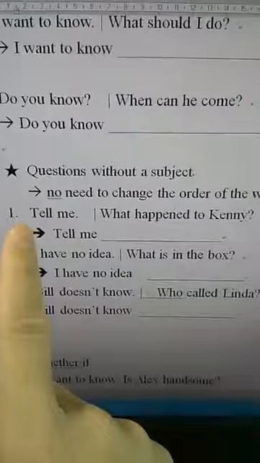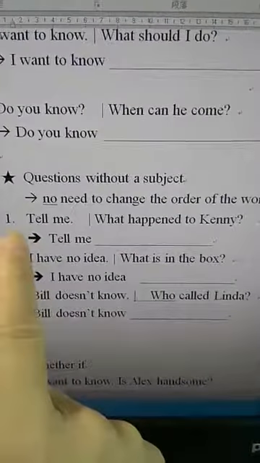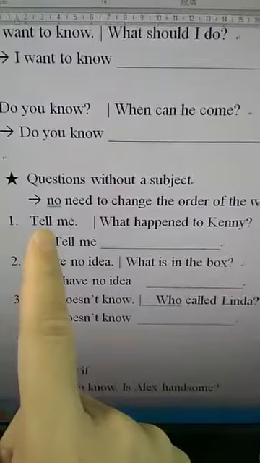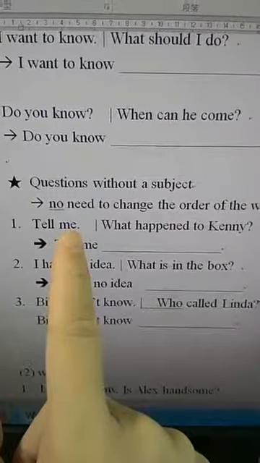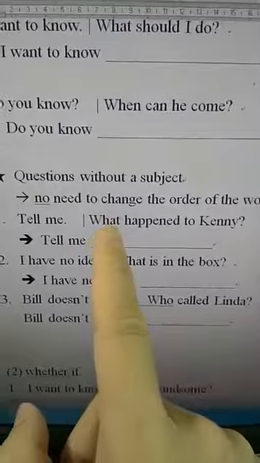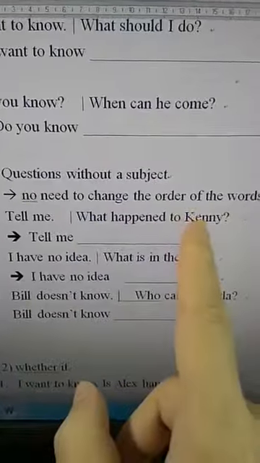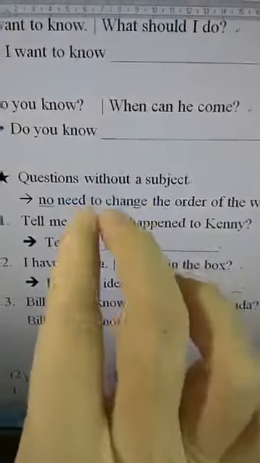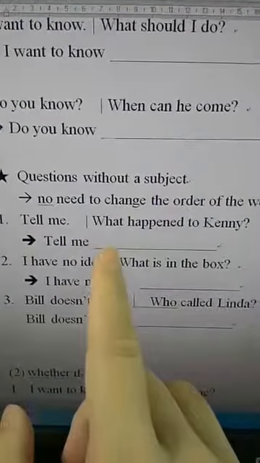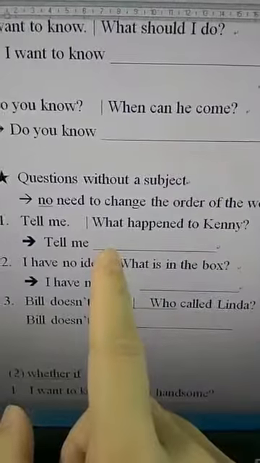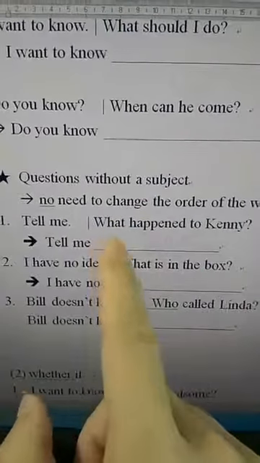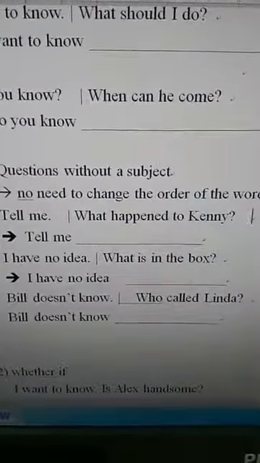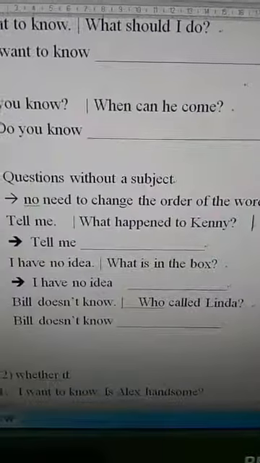Okay, let's see question number 1. This is so very important, so please, guys, pay attention to this. Okay, number 1, the main sentence is tell me, okay, and the direct question is what happened to Kenny? Okay, guys. Of course, if we want to combine the two sentences together, that becomes tell me. And then what should we do? Think about it. Yeah, that's the same. We keep what. So we write what down. And then what should we do? Think about it. Then what should we do?